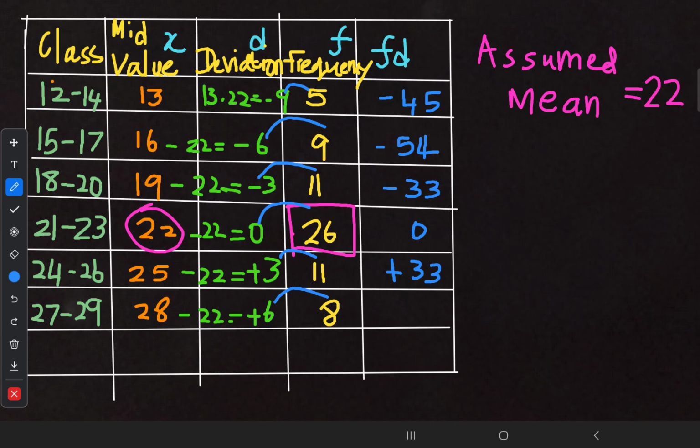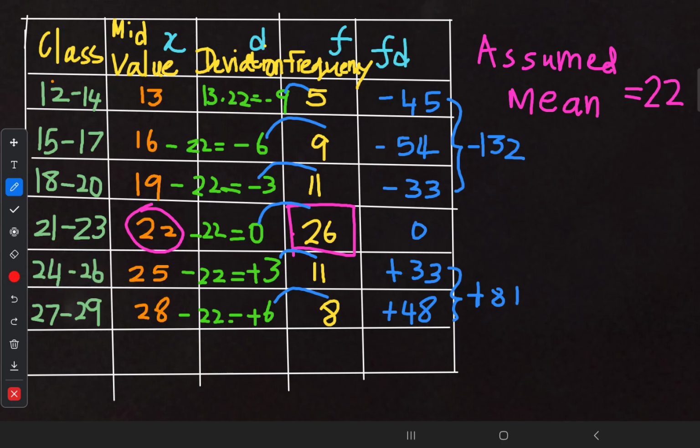We need to multiply, okay? The product of F and D columns. 8 sixes are positive 48. Now the sum of these negative values will give you negative 132. We have to get the summation of negative values separately and positive values separately. The sum of the positive values will give you positive 81. We found our negative value summation negative 132, and positive value summation positive 81.